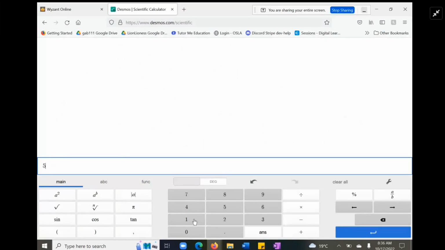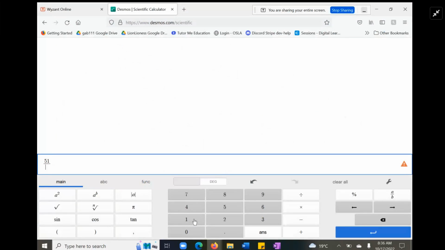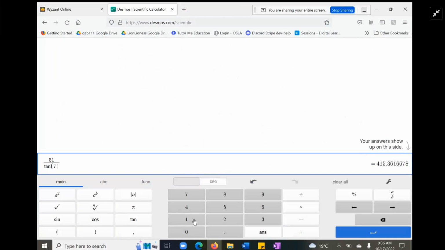So we're going to do 51 divided by tangent of 7, and we're done. And you can see to the far right here, our answer is 415 point and a bunch of decimals, okay? Since they want us to round to the nearest tenth place, we're going to round that 3 right after the decimal up to 4. So that's going to be our answer.